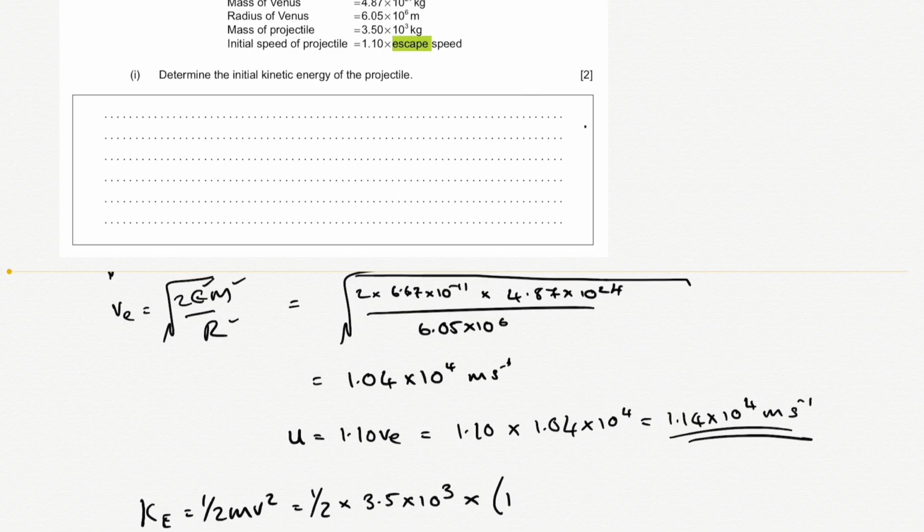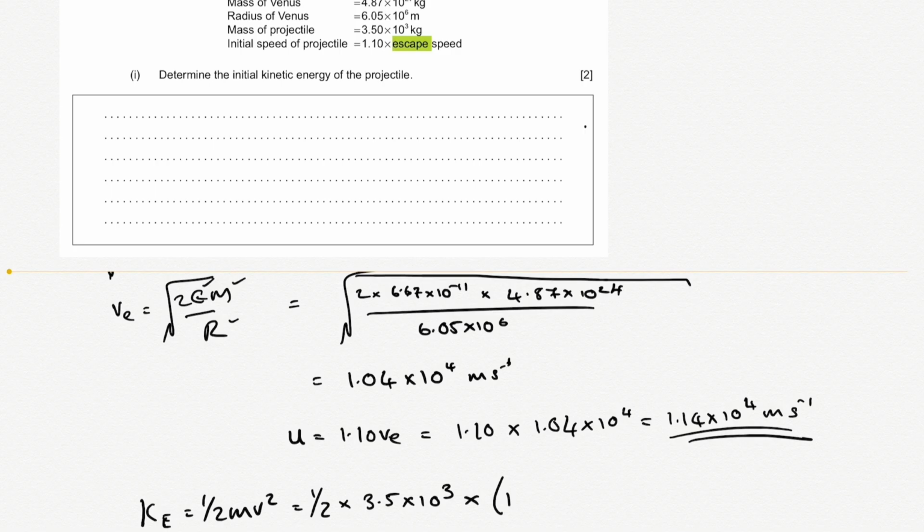My pen seems to have stopped working. No! 1 times 1.14 all squared. Why are you not going? I think my pen's run out of battery.